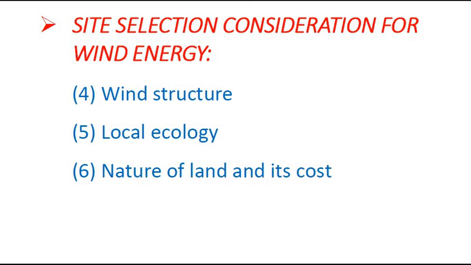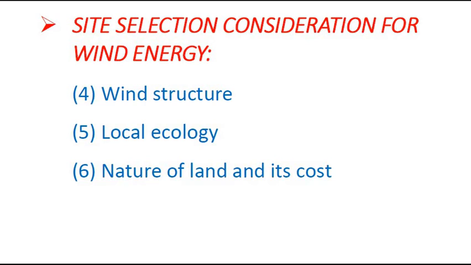Now the fourth factor is wind structure. At the proposed site, wind should blow smooth and steady all the time. So the wind velocity curve should be flat. It must have a flat wind velocity curve for a proper site. And wind near the ground must be turbulent and gusty. So for proper operation of the wind power system, this type of wind structure is required.